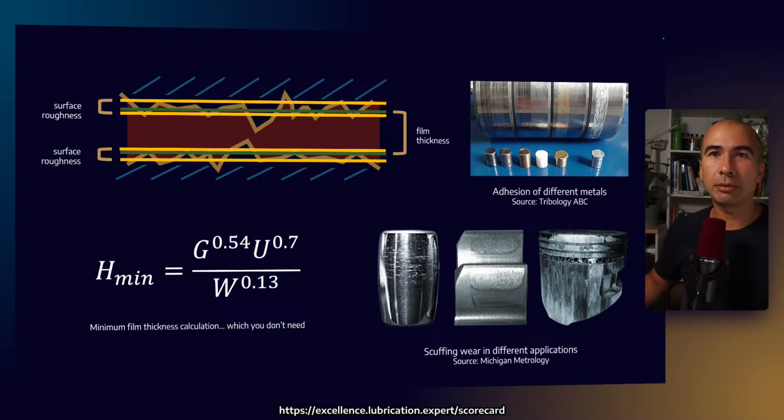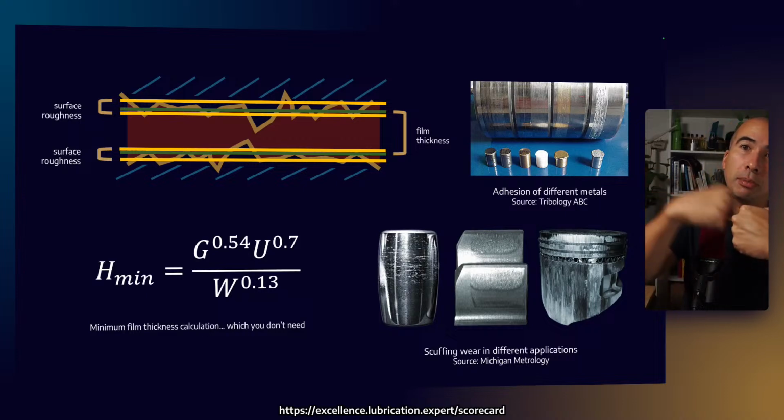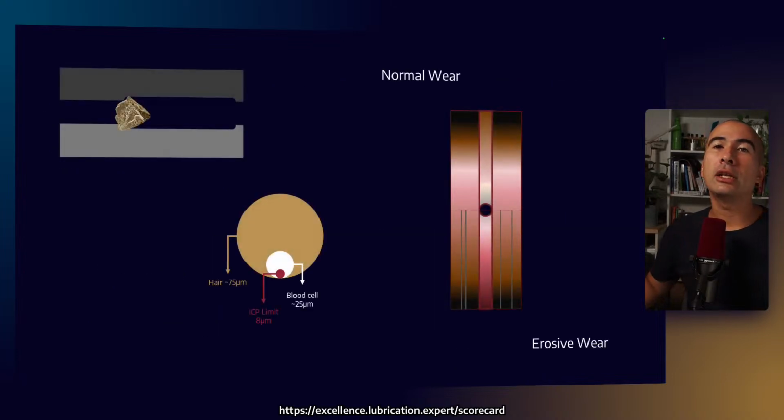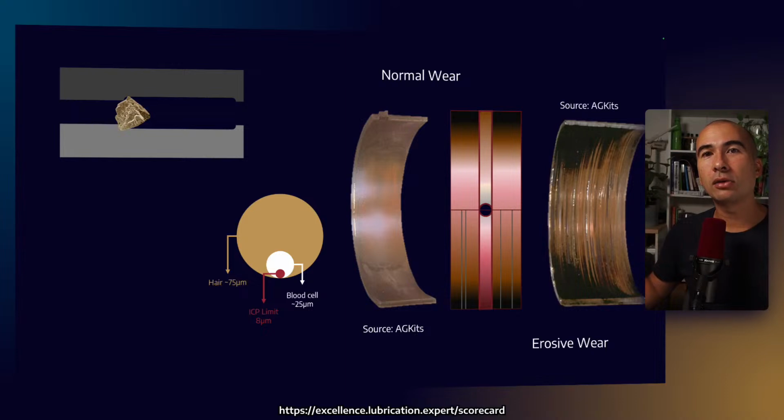And as you can see up on the top right, when we have dissimilar materials, one will generally deposit on the other. So that's a form of scuffing wear, which is very common in things like gears. Then you have erosive wear. This is where I get particles lodged in, and especially in things like plain bearings, you'll see it cut a groove.